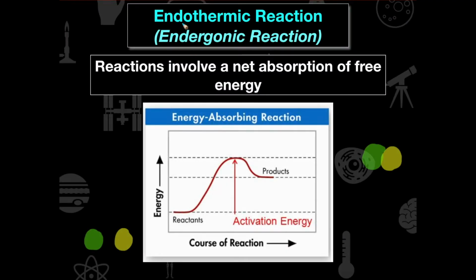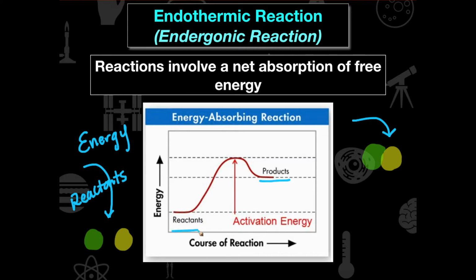Now, in an endothermic reaction or endergonic reaction, this is a reaction that involves the net absorption. So what we're doing is we're taking energy from the system when we're talking about our reactants. And our reactants have lesser energy than our products do. Remember, over here, these are our reactants. And in this case, what we're doing is putting energy in, bringing those bonds together, and we're creating a molecule or a product that has a higher energy level than our reactants did.